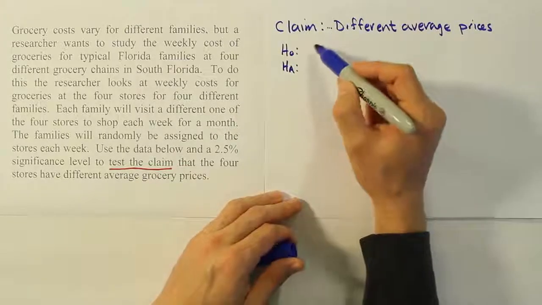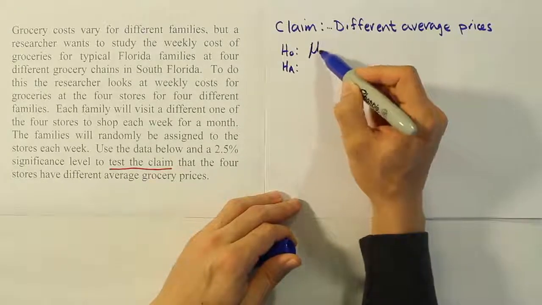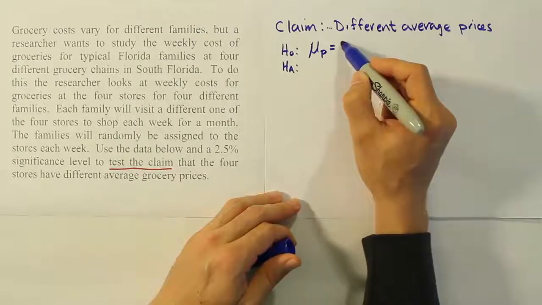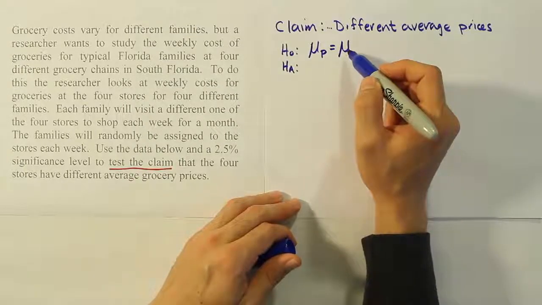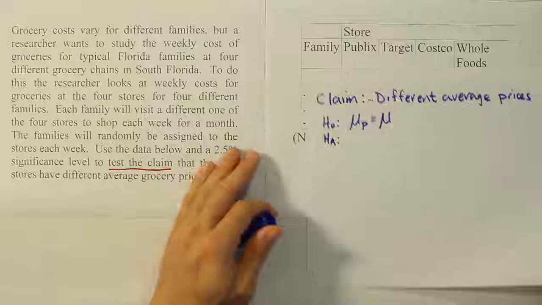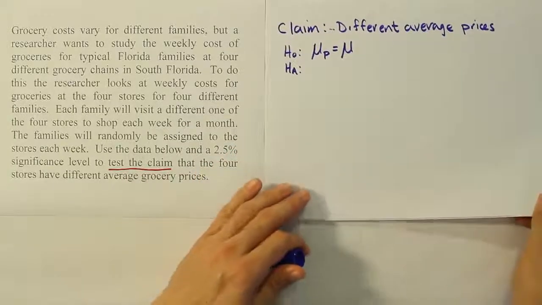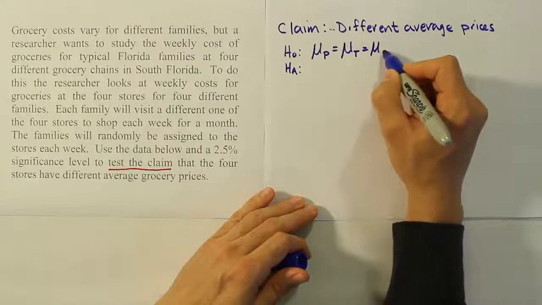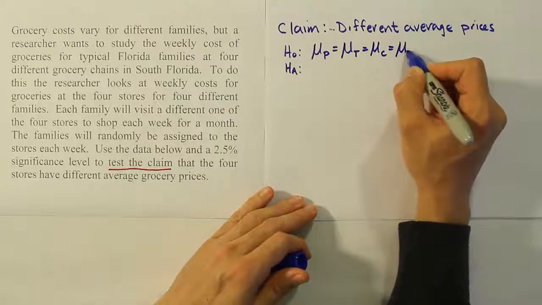For the H0, we're basically saying that they're all the same. So the mean price for store 1, which I think was Publix, is equal to the mean price for store 2, which I believe in this case was Target. Let me just double check, so I don't remember actually. Yeah, Publix, Target, Costco, and Whole Foods. Okay, so Publix, then is Target. That'll be equal to the mean price for Costco, equal to the mean price for Whole Foods.